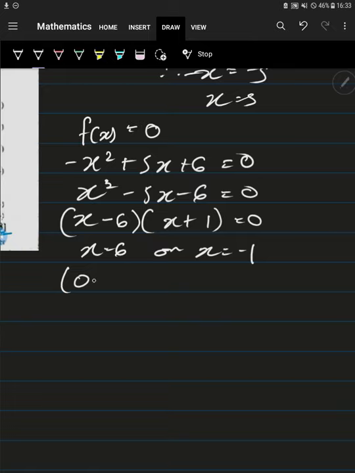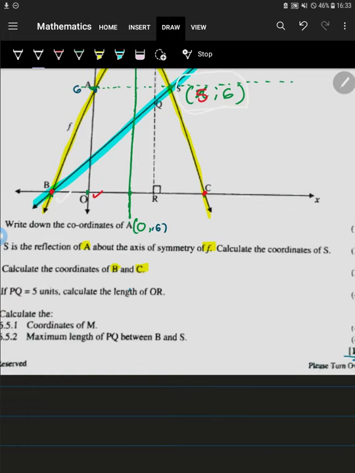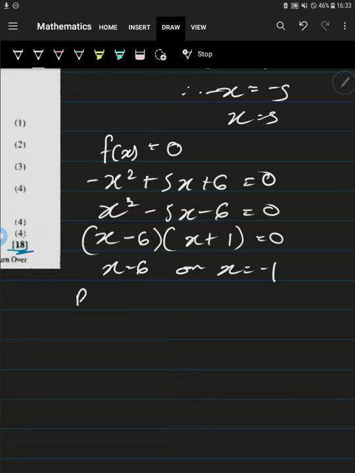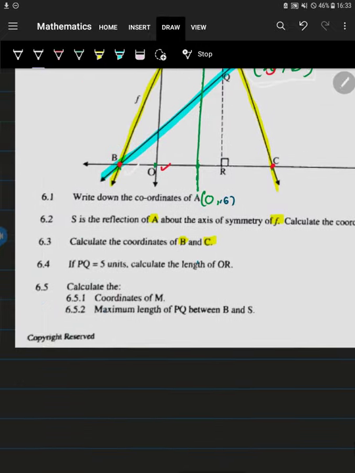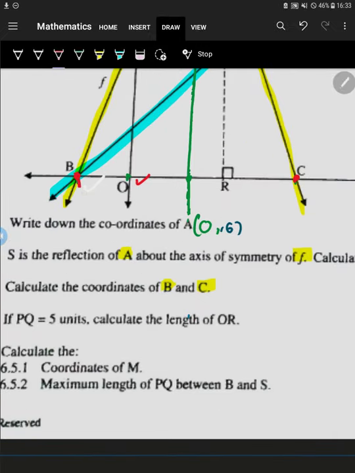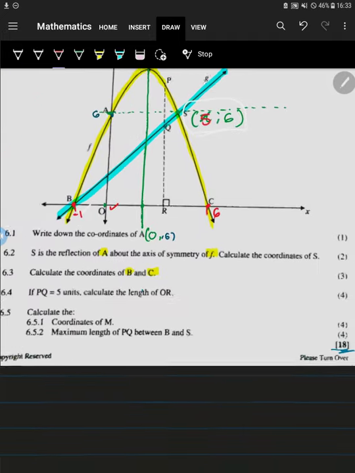Now they want it in terms of coordinates, so be very, very careful. They wanted B and C. So B will be this one. B is negative 1 and 0, and then C is 6 and 0. Why? Because those are our roots. So now we know the value here is going to be negative 1, and the value here is going to be 6. And there we go.